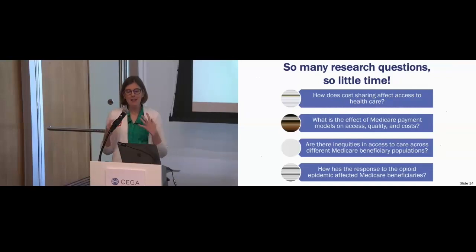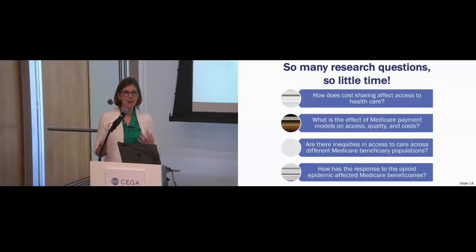So as an example of some research questions that you might want to think about answering with these data, I just think there are so many and there's so little time, and there are many, many people working on a lot of these great questions. The first, which is near and dear to my heart: how does cost sharing affect access to healthcare? I already talked a little bit about what I've done related to that. The second is, what is the effect of Medicare payment models on access, quality, and costs? So I talked a little bit about how the Innovation Center is really focused on testing these models in order to answer this question. The third is, are there inequities in access to care across different Medicare beneficiary populations?